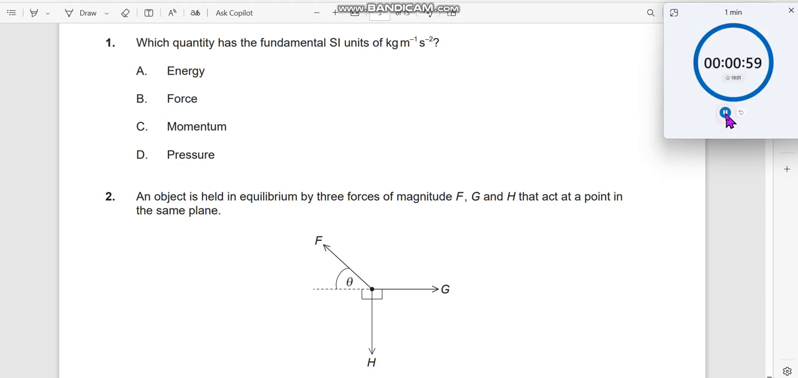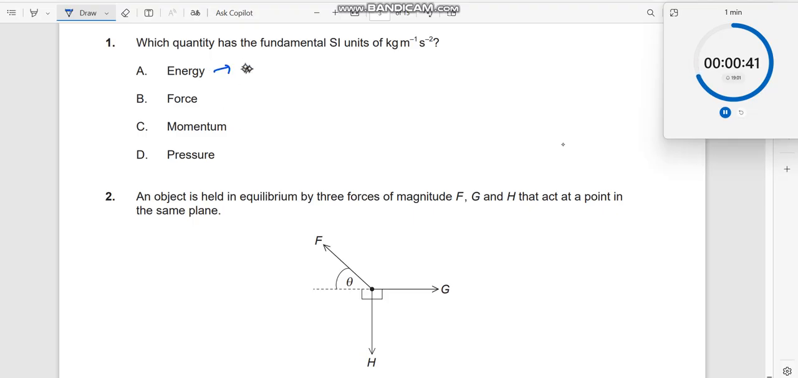Question number 1. Which quantity has the fundamental SI units of kg per meter per second square? Okay. So to solve this question, if you look at the units over here, the quantities given here, these are all energy, force, momentum, pressure. All of them involve the force over here.